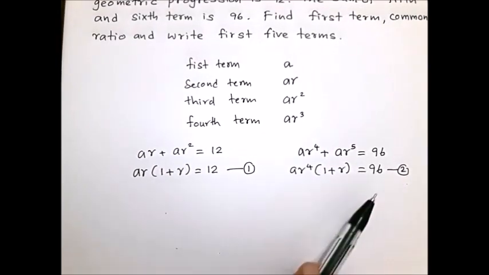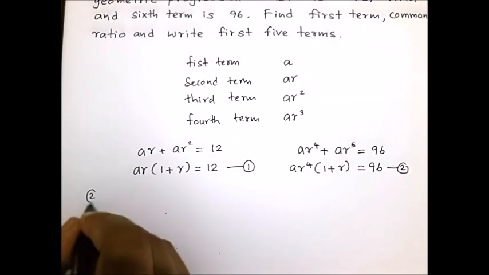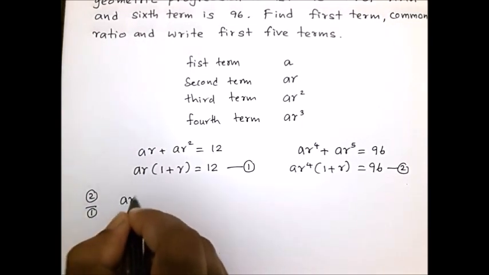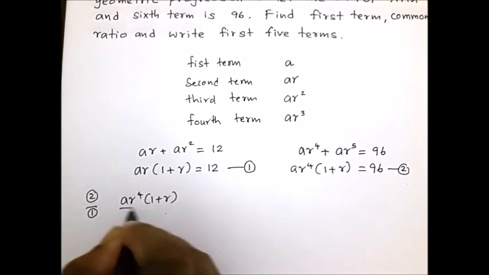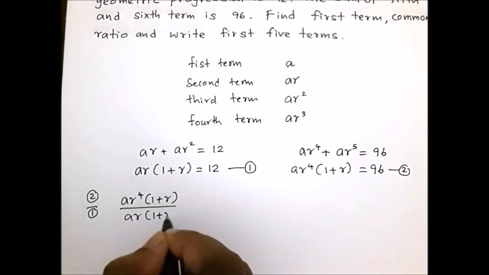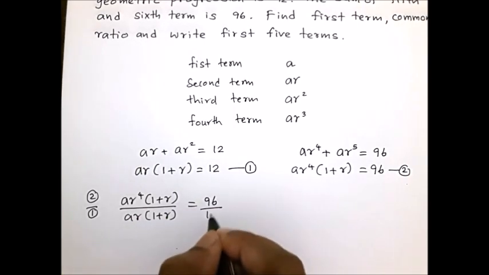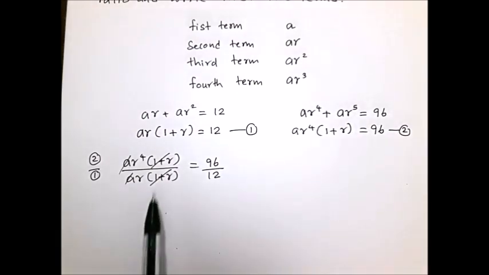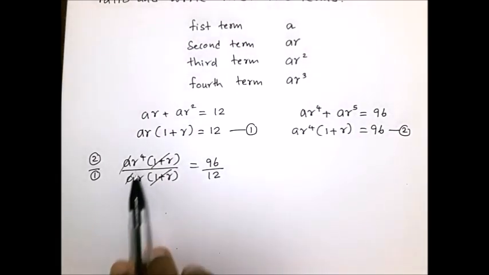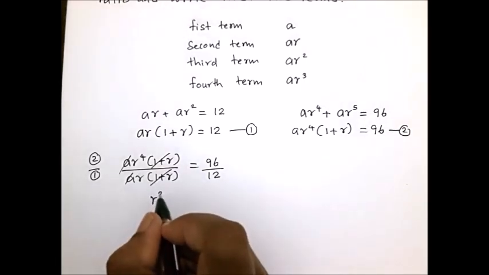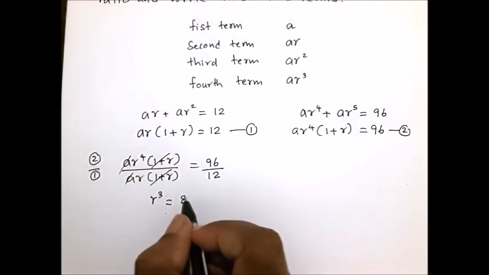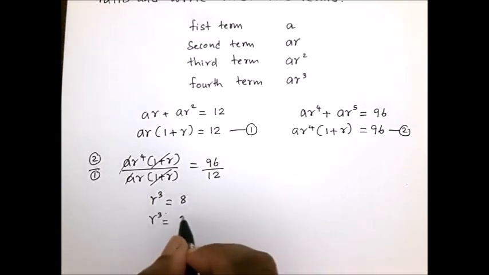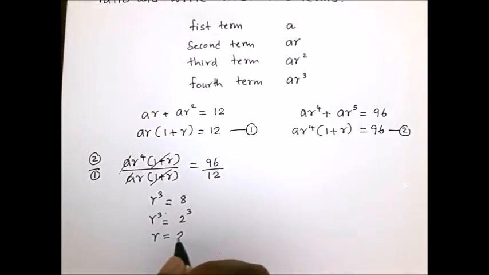Now I am going to divide the second equation by the first one. Equation 2 divided by equation 1. First divide the left hand sides, then divide the right hand sides. You can cancel 1 + r and you can cancel a. r⁴ divided by r¹ is r^(4−1), r³. 96 divided by 12 is 8. Then r³ = 2³. Now you can see both sides have the same index, so r = 2.